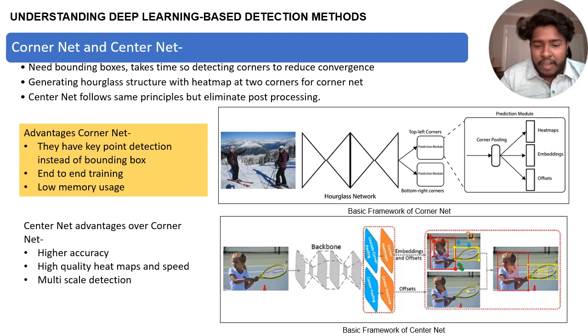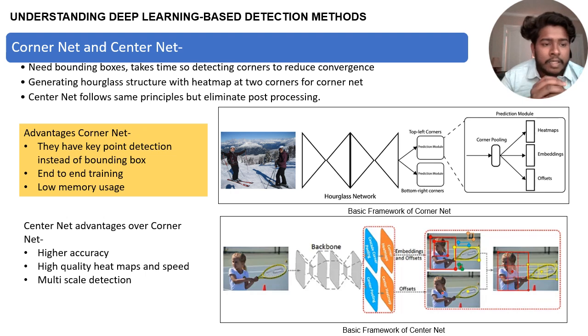Also, you can see the framework for CenterNet at the bottom. CenterNet has the same kind of structure, but the major difference is that it doesn't detect the point at corners. It finds the point at the center and detects from that point. There are some advantages of CenterNet in that it eliminates the post processing in the method. Because of that, it reduces the time of the detection.